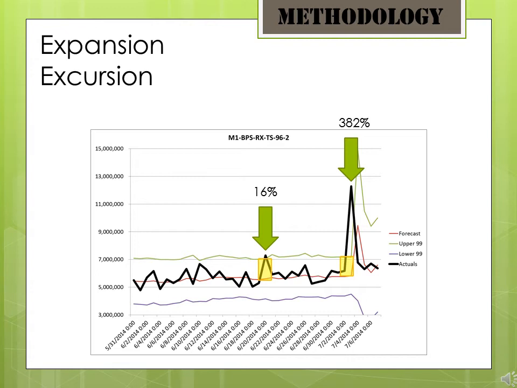Excursion is another method that uses moving averages to smooth out the anomaly to reduce its effects. For example, an excursion of 2 would reduce the expansion by a factor of 2. An excursion 3 would reduce by a factor of 3, and so on.